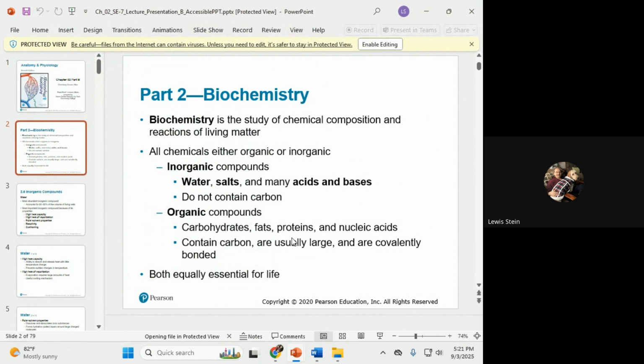And proteins, what they're made of, amino acids, nucleic acids and nucleotides, all of that. So we're going to look at all of those things that are part of it. So I'll leave you with that.